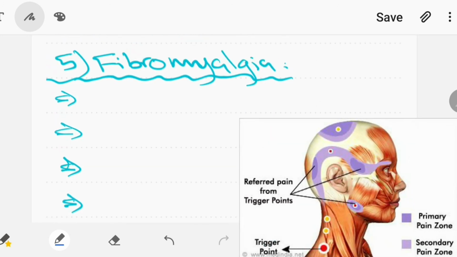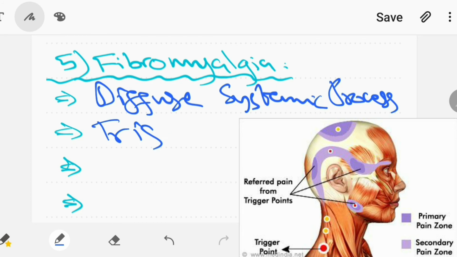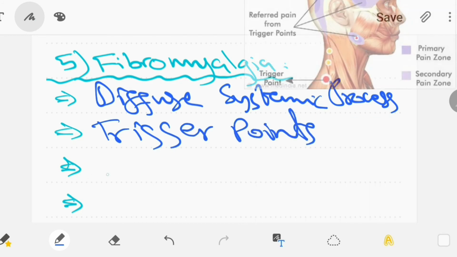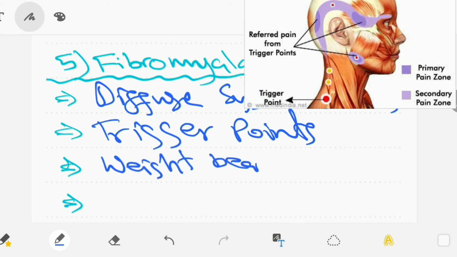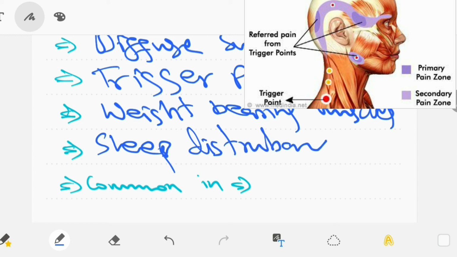The fibromyalgia is the fifth type of myofacial pain disorders. It is characterized by diffuse systemic process, with firm painful bands known as trigger points, usually seen in weight-bearing muscles. It is often associated with sleep disturbance. It is more common in females.